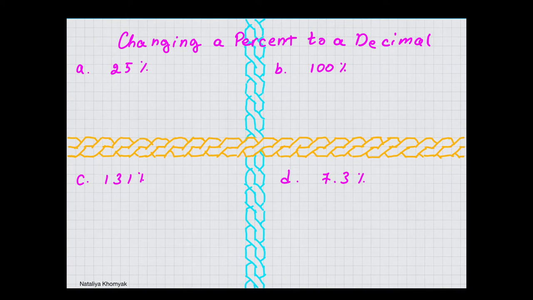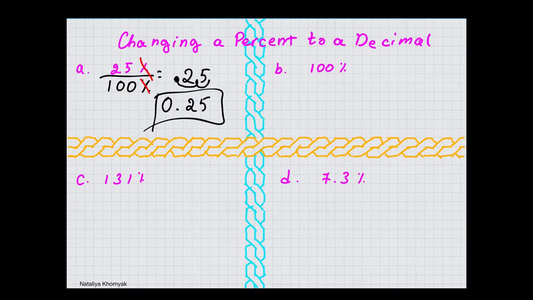Sometimes you need to change out of percent to a decimal for calculation purposes. Before we were multiplying by 100%. Now we're going to divide by 100%. Percent and percent would cancel out. We would have 25, and we would move the decimal 2 places to the left. So 0.25 is our solution.